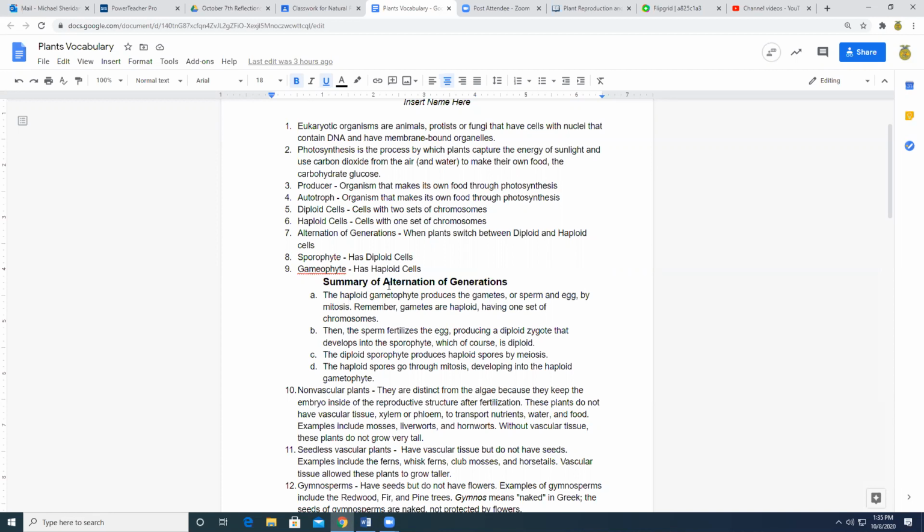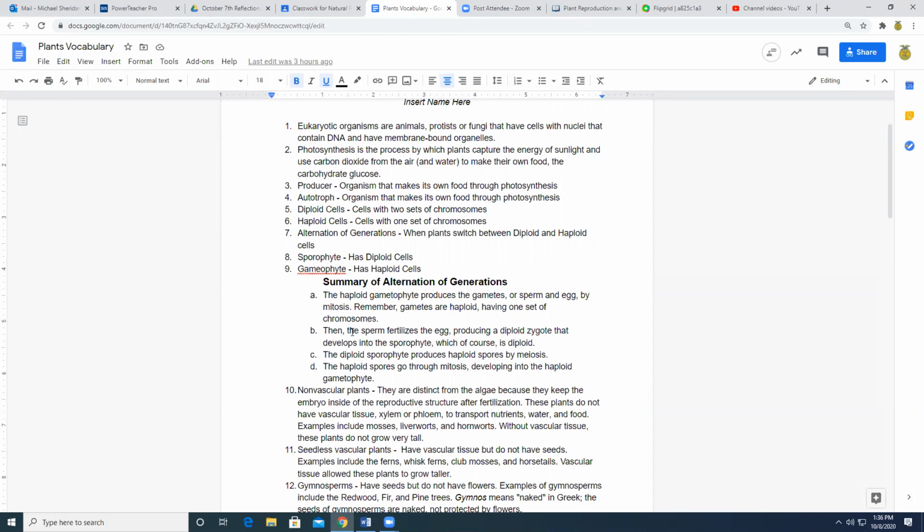This haploid gametophyte is producing the sperm and eggs through mitosis, which means that they can do it by themselves. They don't need another cell to reproduce. They can do it by themselves. Then the sperm and the egg combine, which creates this sporophyte, which means you have 2 sets of chromosomes now. That's what we just talked about. And it goes back and forth.